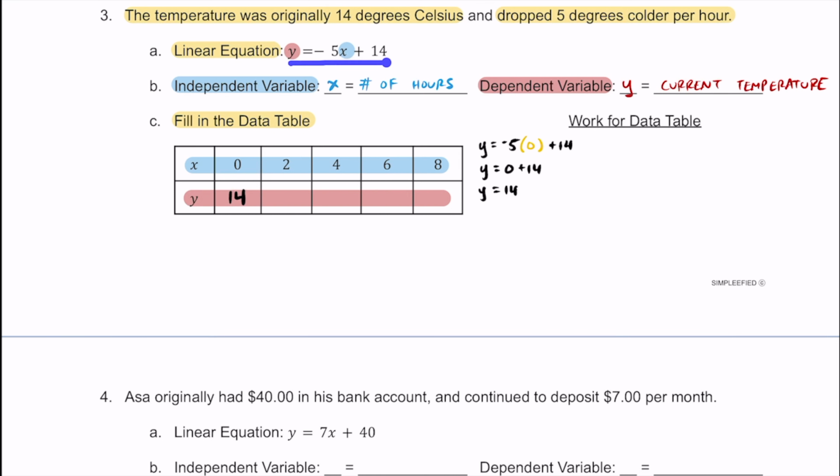Now let's take the same linear equation, but now 2 hours goes by, so let's go ahead and substitute in 2 for x here. So that's going to be y is equal to negative 5.